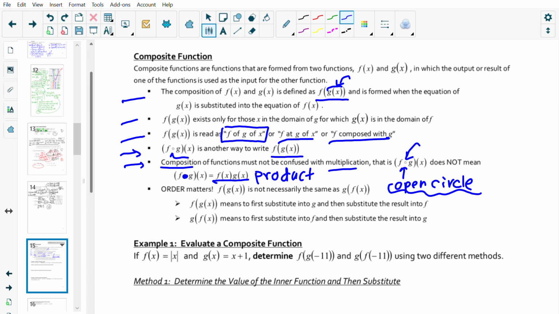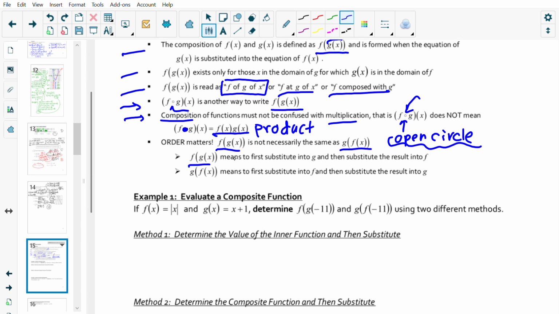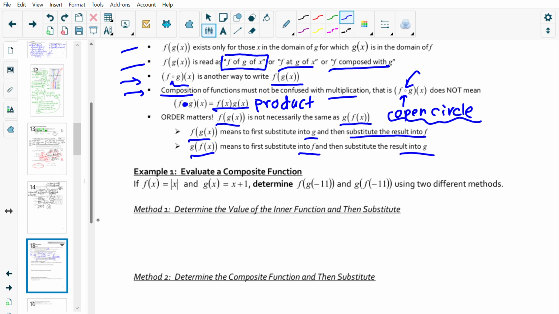Order matters. F of g of x is not necessarily the same as g of f of x. F of g of x means first substitute into g, then substitute the result into f. G of f of x is the reverse, means first substitute into f, and then substitute the result into g.